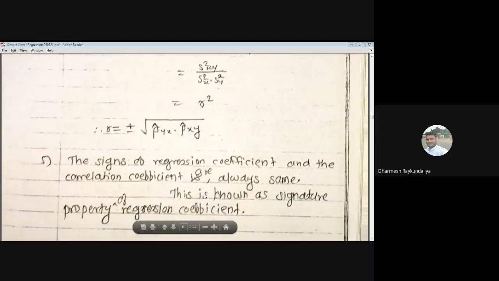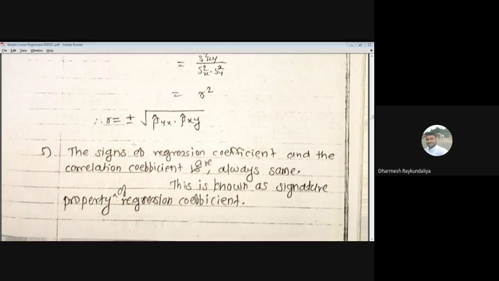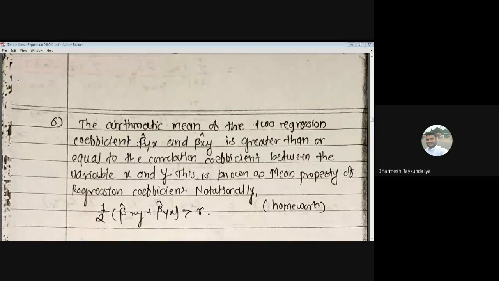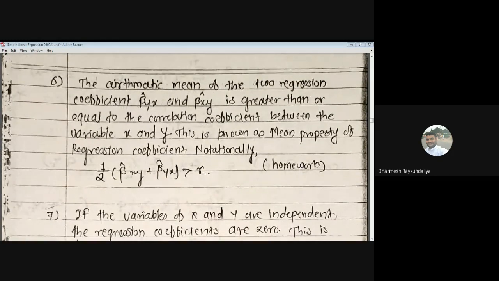The signs of the regression coefficient and the correlation coefficient are always the same. If beta yx is positive, then bxy is also positive, and therefore the correlation is positive. If this is negative, then the sign of the correlation is also negative. This is known as the signature property of the regression coefficient. Now, the arithmetic mean of the two regression coefficients beta yx and beta xy is always greater than or equal to the correlation coefficient between x and y. So the arithmetic mean of the regression coefficients is always larger than the geometric mean, because R is the geometric mean of the regression coefficients.